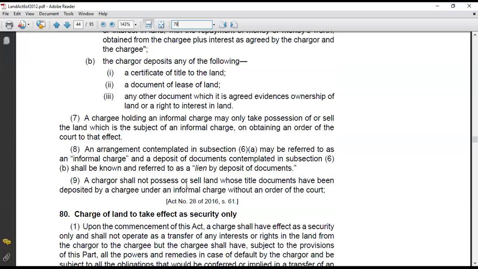A chargor shall not possess or sell land whose title document is disputed by a chargee. A chargor shall not possess or sell land whose title document has been deposited by a chargee under an informal charge without a court order. So a chargee cannot sell without a court order, and a chargor cannot possess or sell land when there is an informal charge.